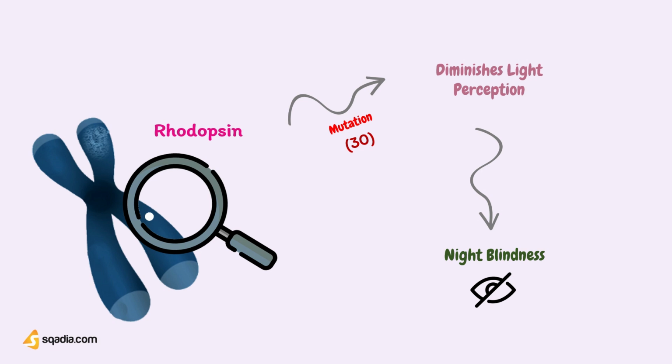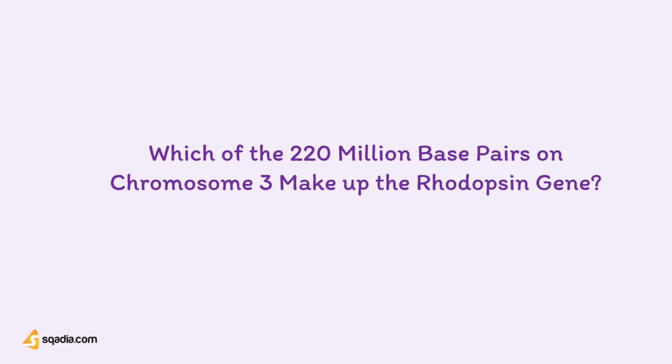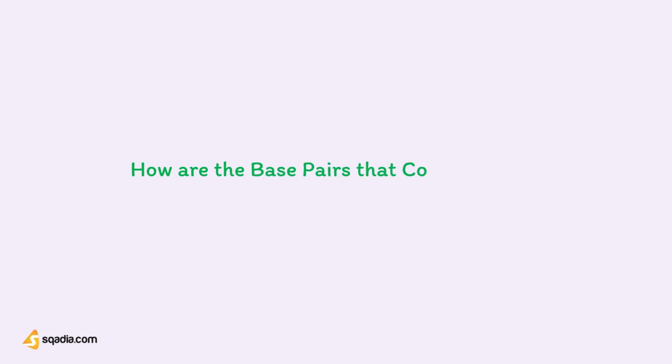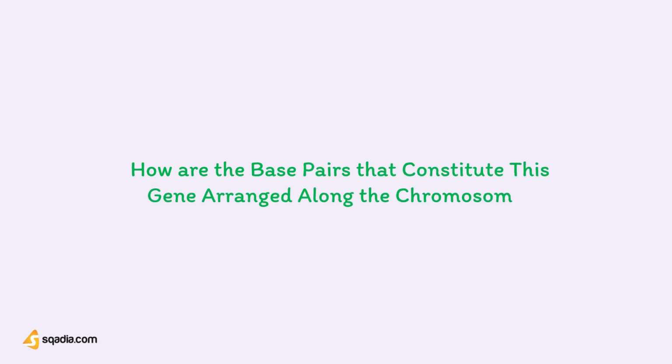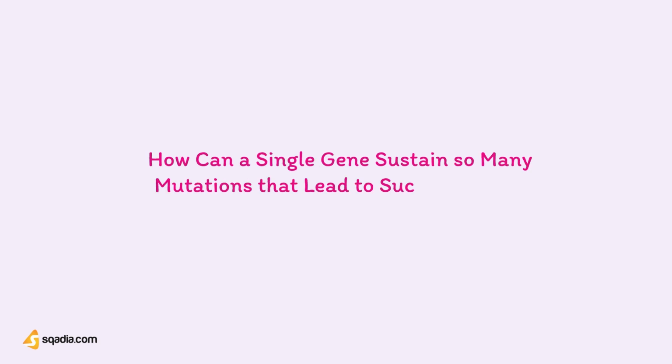The case of the rhodopsin gene illustrates some very basic questions. Which of the 220 million base pairs on chromosome 3 make up the rhodopsin gene? How are the base pairs that constitute this gene arranged along the chromosome? How can a single gene sustain so many mutations that lead to such divergent phenotypic effects?